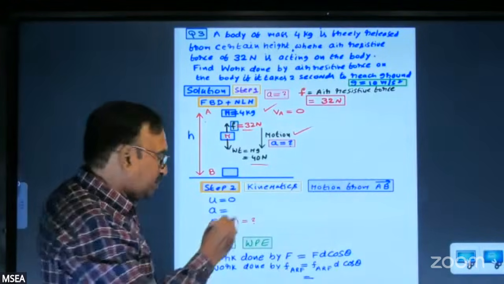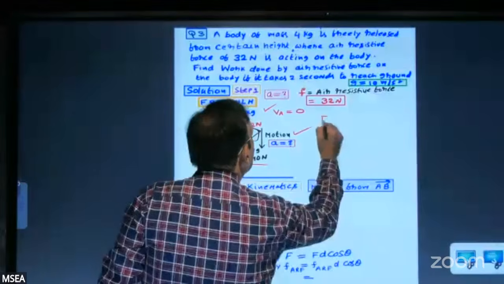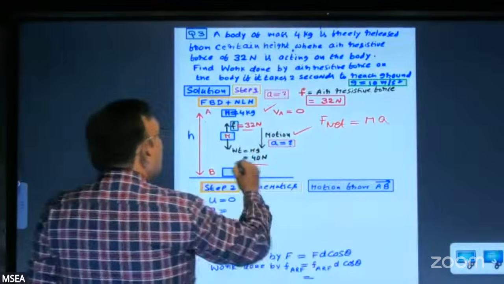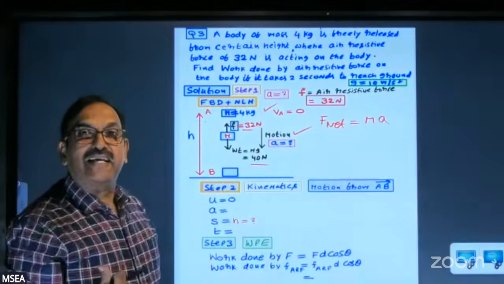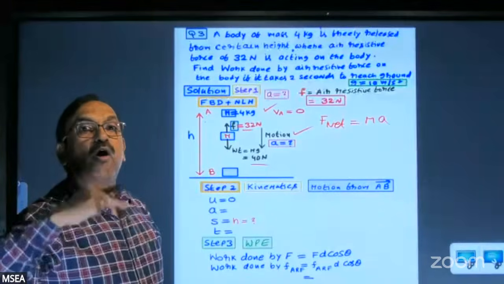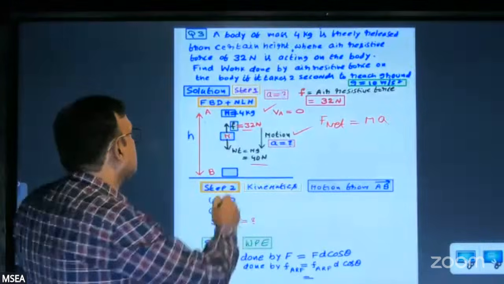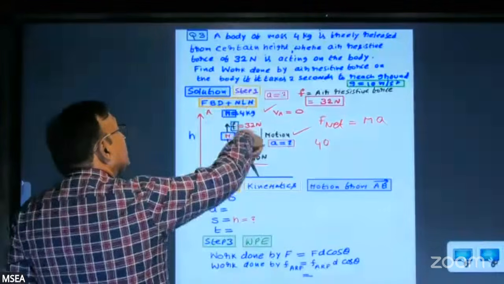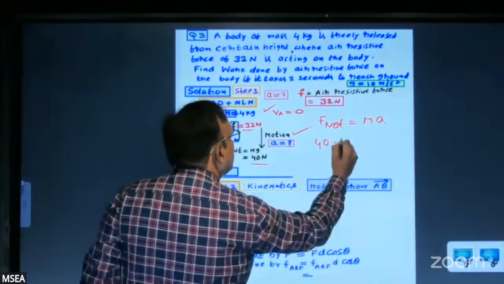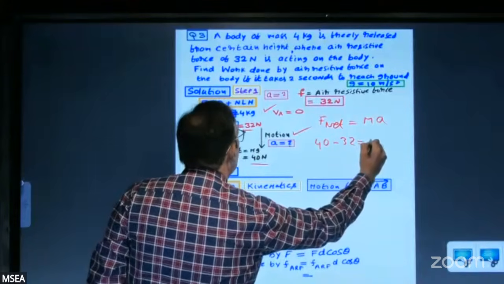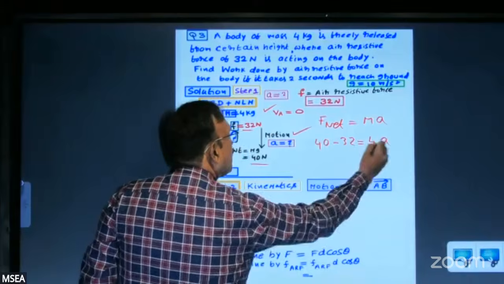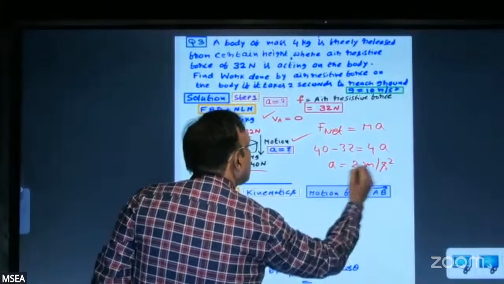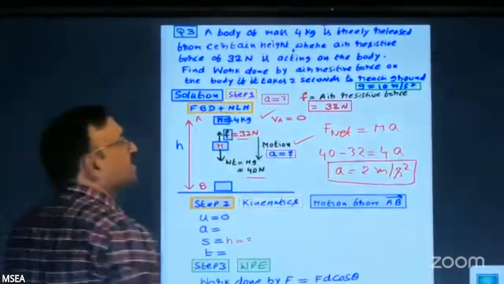Now, after drawing the free body diagram, what do we do in Newton's laws of motion? We use the formula net force is equal to mass into acceleration. What is the net force acting on the body? Any force that acts in the direction of motion is positive. Opposite to the direction of motion is negative. So 40 is positive, that is acting in the direction of motion. 32 Newton is acting opposite to the direction of motion, so minus 32. That is equal to the mass of the body, 4 into acceleration. So 8 is equal to 4a. Acceleration comes out to be 2 meters per second square. So first we have to calculate with what acceleration the body is moving.